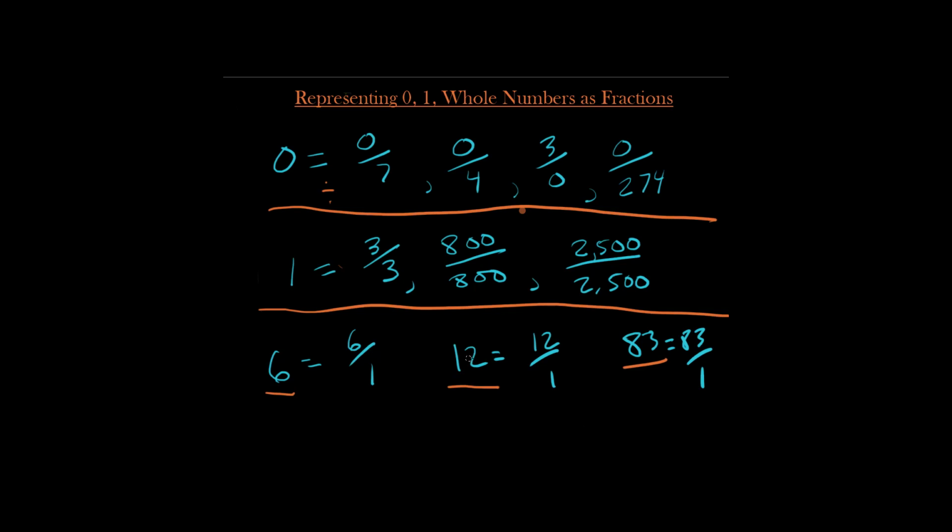So, for example, 0 over 12 equals 0. 19 over 19 equals 1. Or 18 over 1 equals 18.